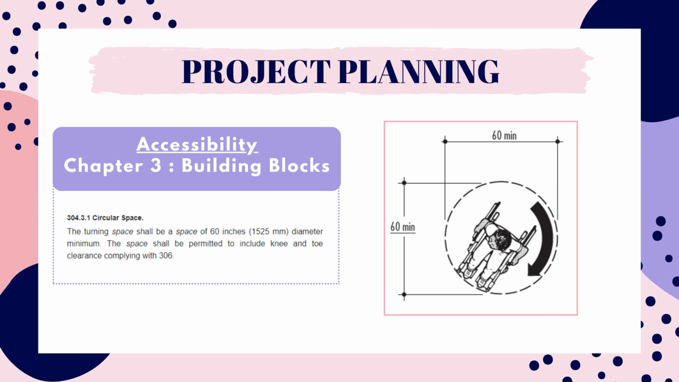The most important ADA measurements that you're going to need to know for the exam are turning radius, ramp slope and ramp landing, door clearances, protruding object clearance, accessible routes, and parking clearances. So make sure you study those before heading into your project planning and development exam.